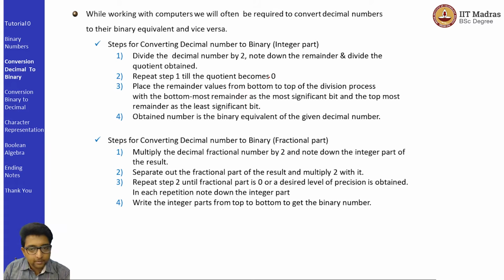And when you reach the step at which the quotient becomes 0, you will write the remainders obtained till now in a bottom to top manner. This is very important. If you write it in the opposite order, it will be a wrong answer. You have to write all the remainders from bottom to top of the division process. So let's have a look at how to do that.